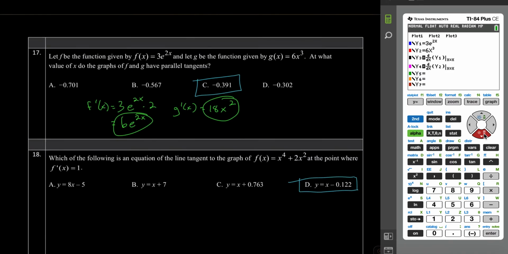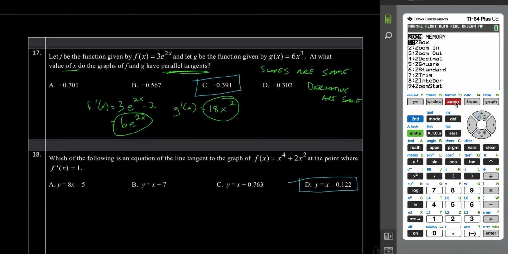Let's look at the question. The question says, at what value of x do the graphs of f and g have parallel tangents? Well, parallel tangent lines means if they're parallel, their slopes are the same. Okay, and if we're talking about tangent lines, we're talking about derivative, because the slope of the tangent line is the derivative. So the derivatives are the same. So at what x value are those derivatives the same?